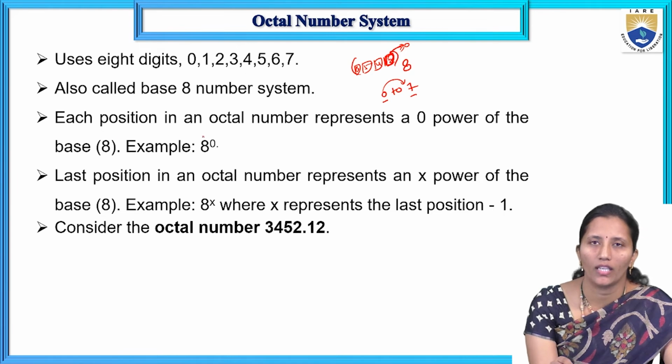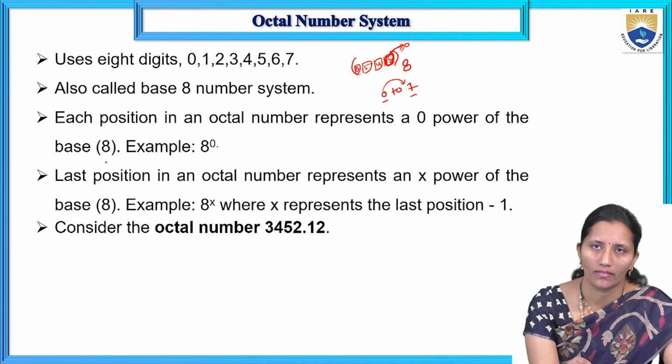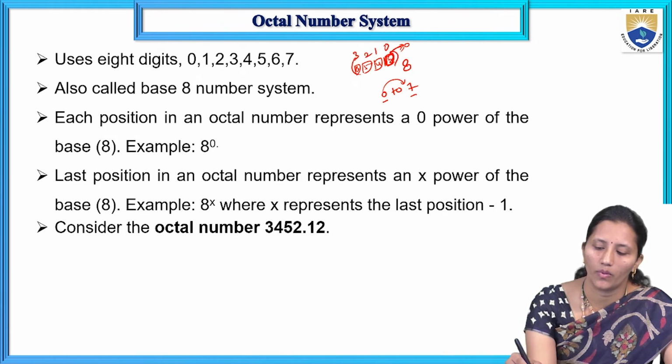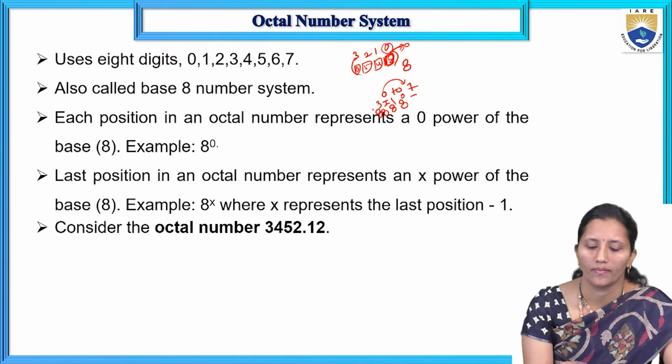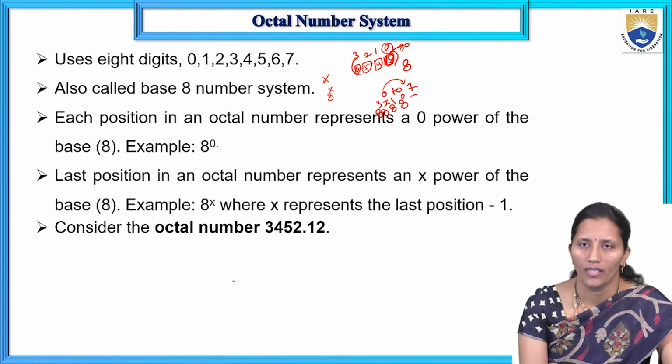Each position in an octal number represents a power of the base 8. So, for example, this is the first position 0, 1, 2, 3. So, the weight of these positions will be represented by 8 power 0, 8 power 1, 8 power 2, 8 power 3. The last position in an octal number represents x power of the base 8. So, that is 8 power x. For example, this is the x position, and the weight of the digit is 8 power x.